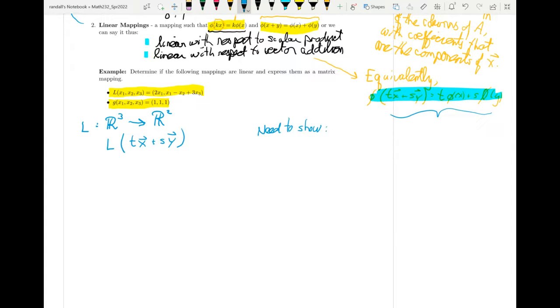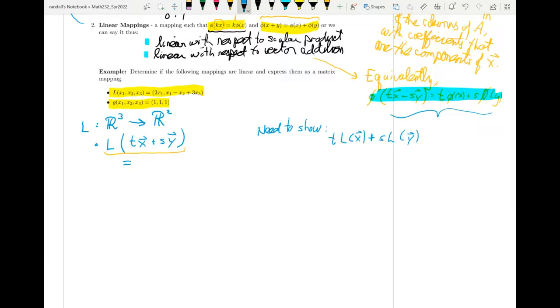Our goal is to show this is a linear mapping, if we can do it. We need to show that this initial quantity right here should end up being, according to the definition on the right, t times L acting on x plus s times L acting on y. That's where I'm headed, and as I go through these steps I'm guided by that form. So I start with the vector tx plus sy, because that's the definition.